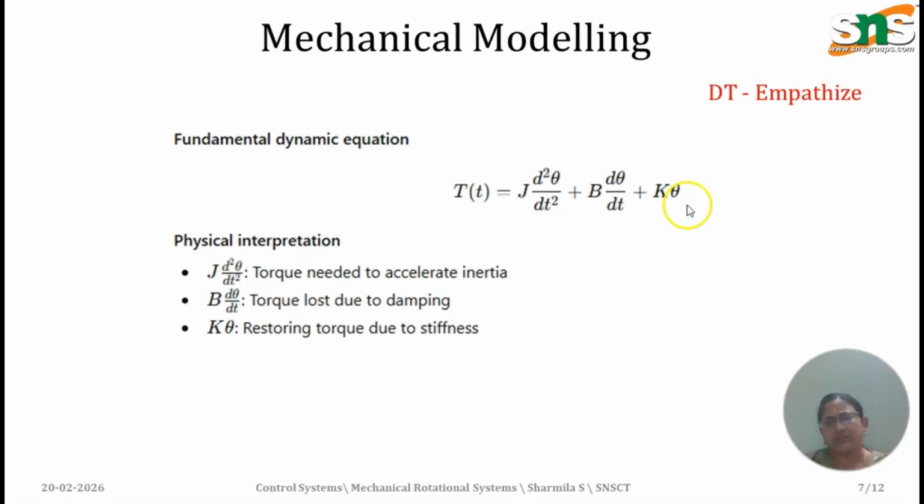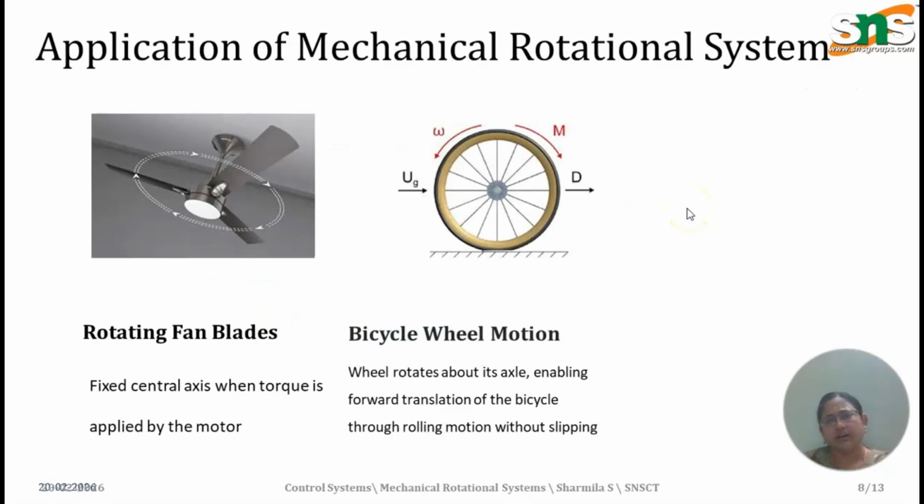Mechanical rotational systems are widely used in DC motor and shaft control, robotic arm joints, wind turbines, electric vehicles, gear mechanisms, CNC machines, and so on. For example, in a DC motor, when torque is applied, the shaft rotates about a fixed central axis. The shaft has inertia, friction acts as damping, and shaft elasticity behaves like a torsional spring. So a real-time system always combines these three elements: inertia, damping, and stiffness.